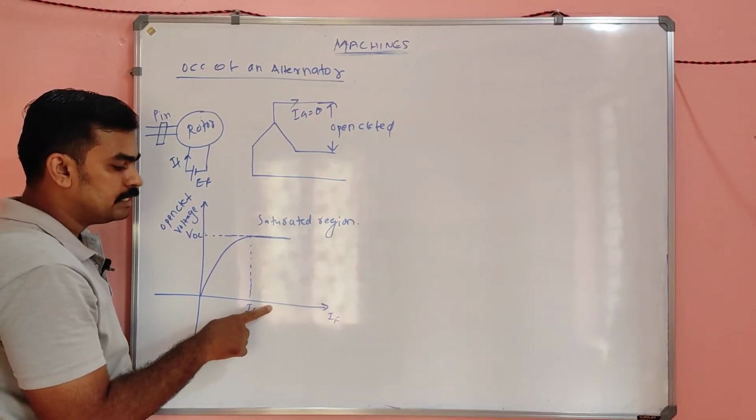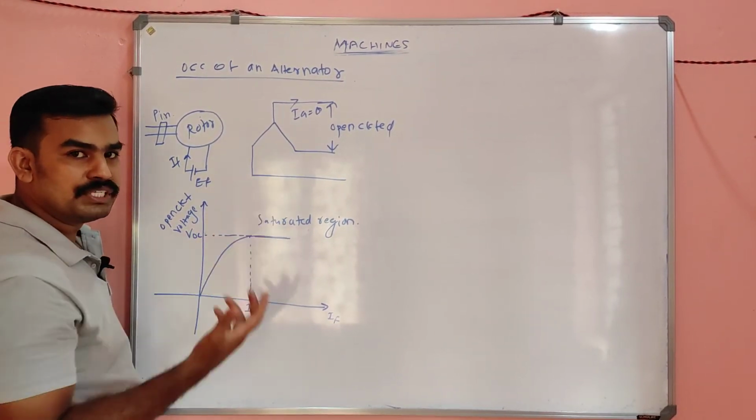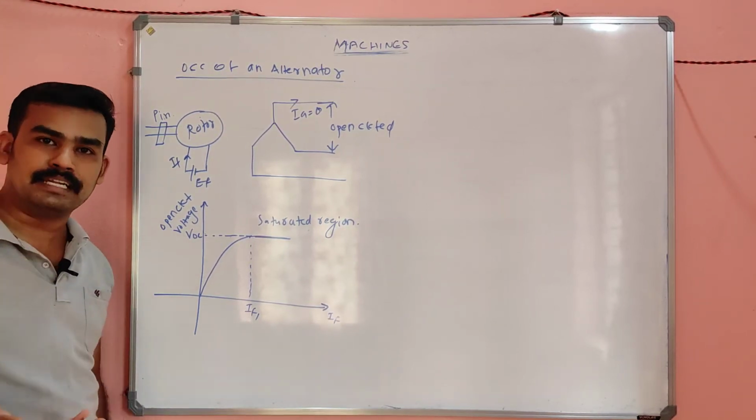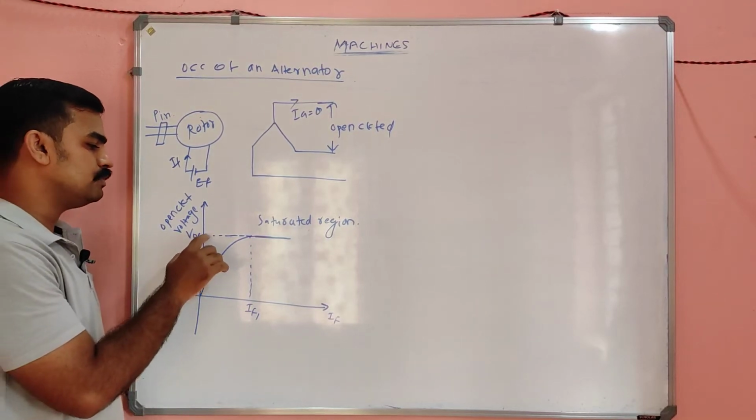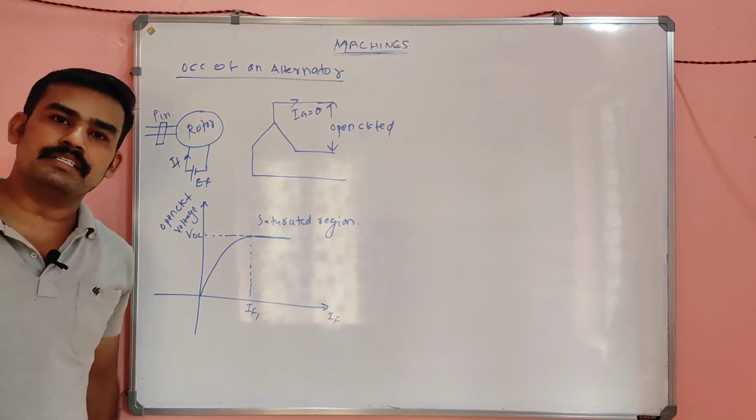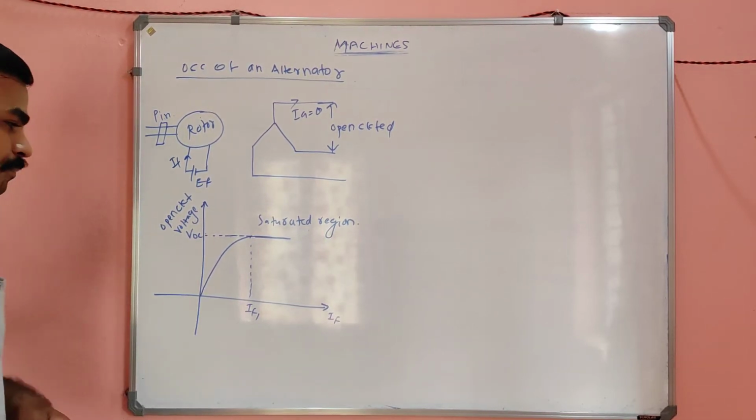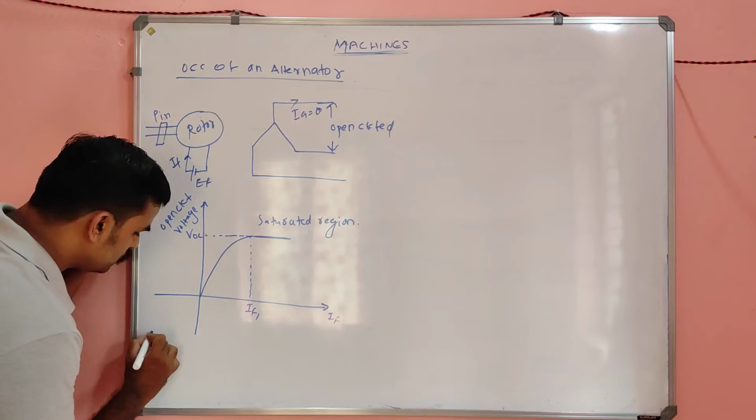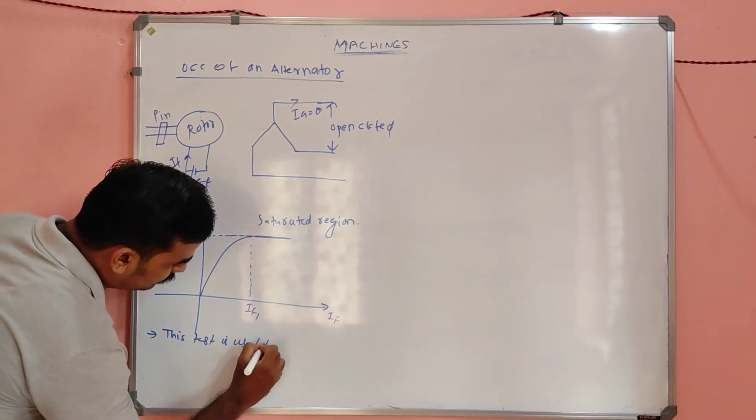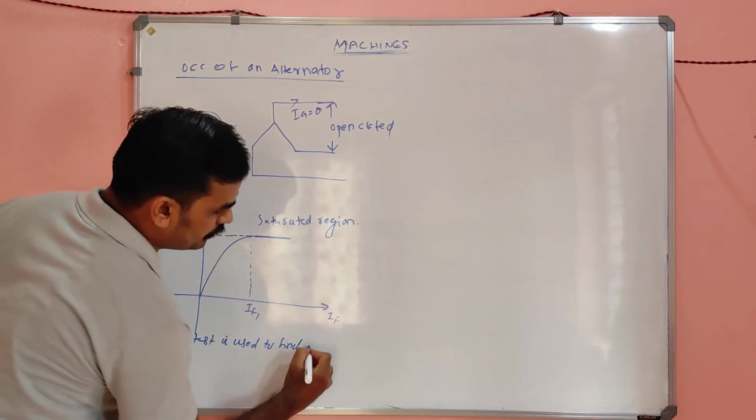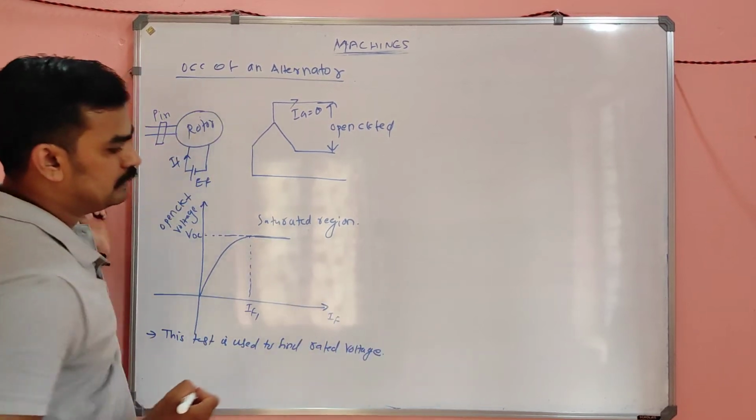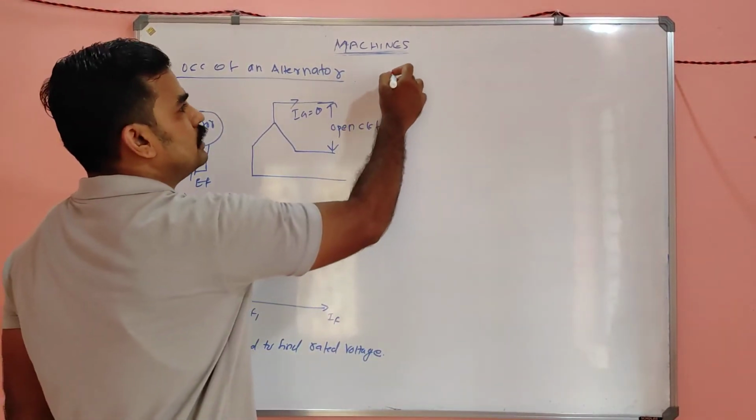If you again increase this field current, the core of the machine gets saturated and it will not have the capacity to generate more EMF than that. So that voltage will be constant. Even if you increase the field current to infinity, the voltage will be almost constant. So now this test is used to find the rated voltage. What is that? Rated voltage. So this is the OCC.